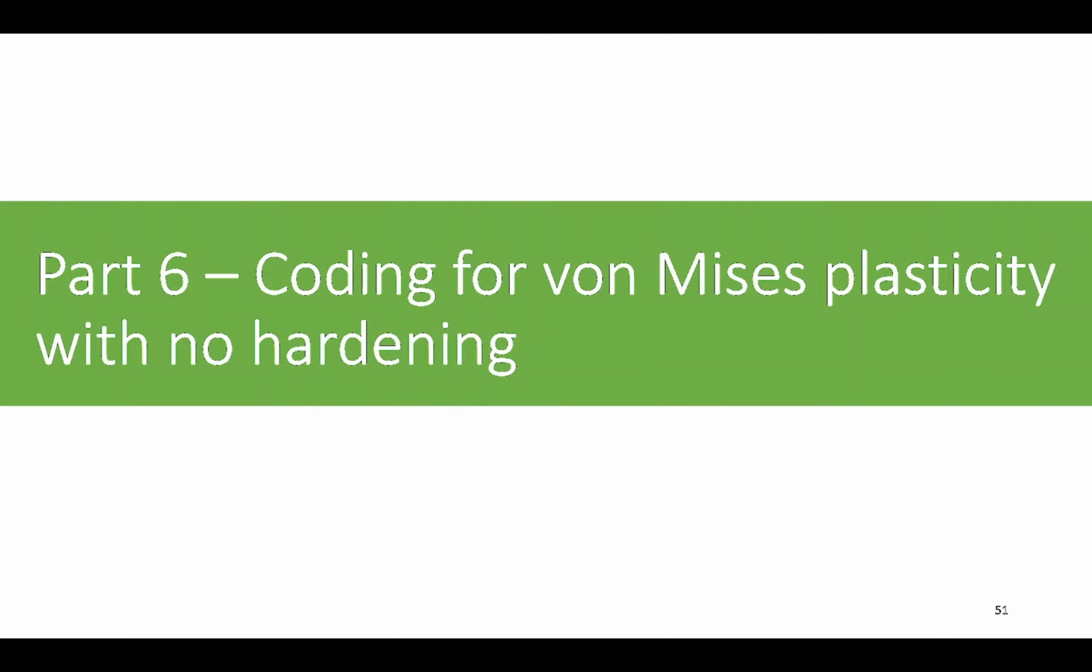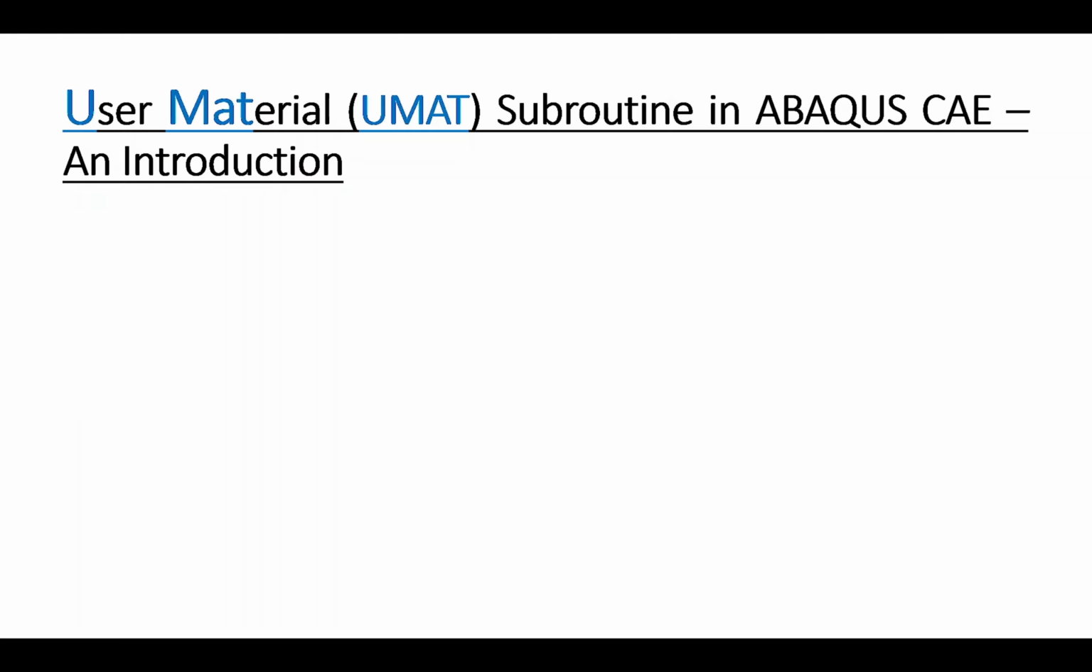Okay, let's look at the coding for von Mises plasticity with no hardening. And obviously we are targeting the user material subroutine in Abaqus CAE. When you talk about the user material subroutine, the term UMAT is used, and UMAT comes from "user" and "MAT" from material. User material subroutines are written in Fortran language, so we're going to be covering that today.